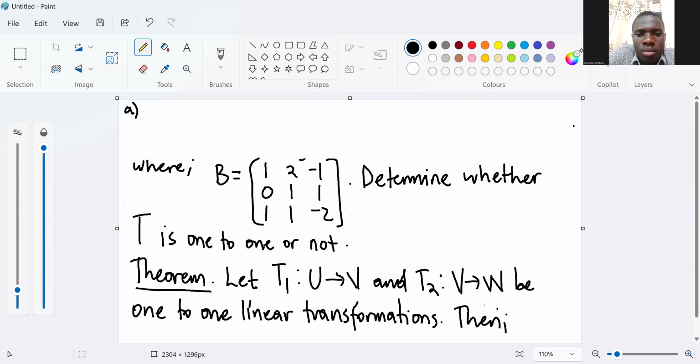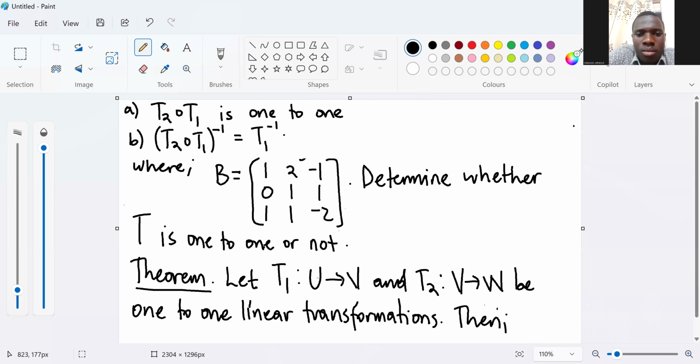Part A, the composition. In simple terms, what this theorem says is that if you have two linear transformations that are one-to-one, for example, T1 is one-to-one, T2 is one-to-one, then their composition, T2 composed with T1, is also one-to-one, and similarly, T2 composed with T1, the inverse of this transformation is simply T1 inverse composed with T2 inverse.